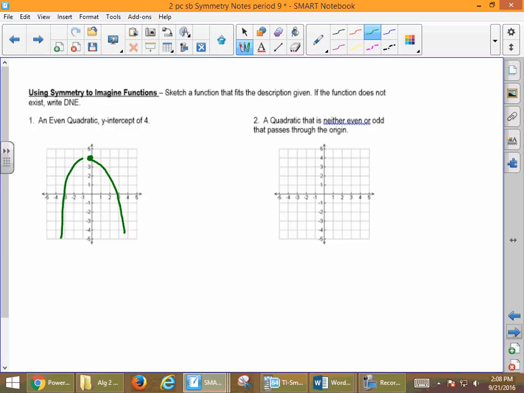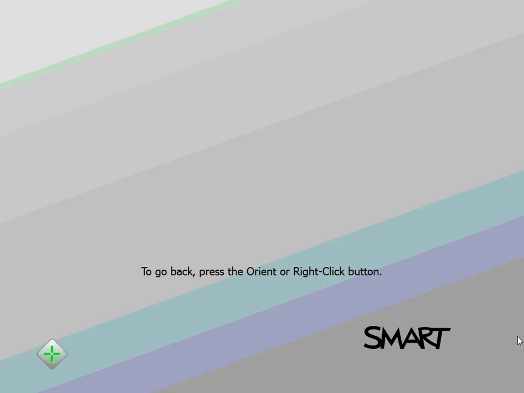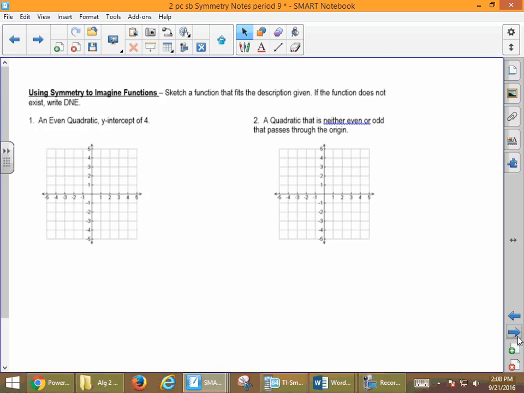Sorry, the board is disoriented, and I'm not going to be able to get a good picture. In general, that's what it's supposed to look like. We'll try it one more time here to get a better picture. So once again, y-intercept of 4, better. There we go. There we've got an even quadratic.